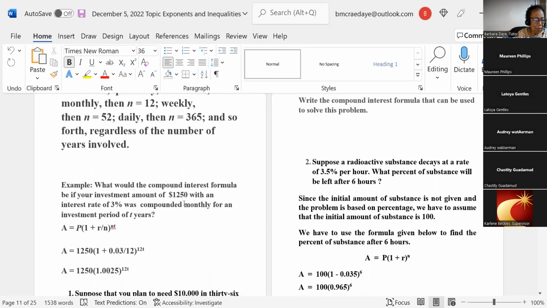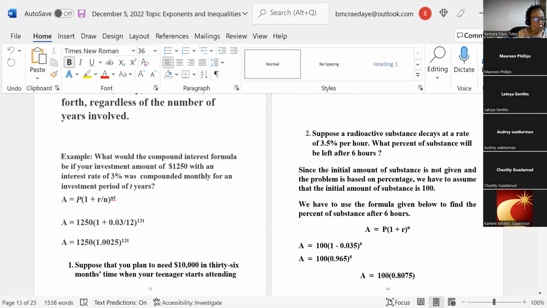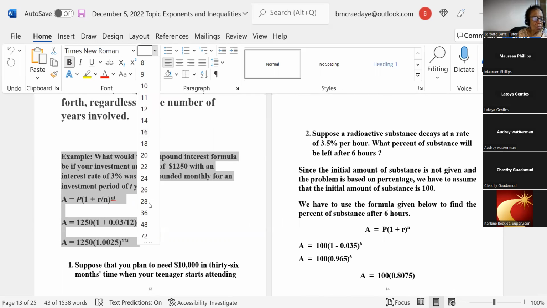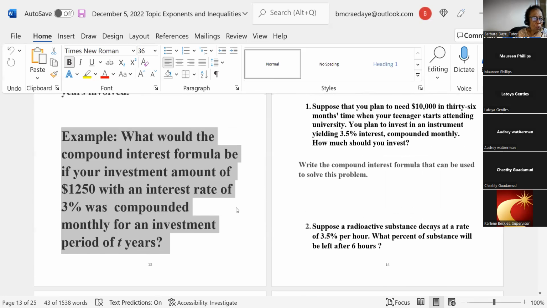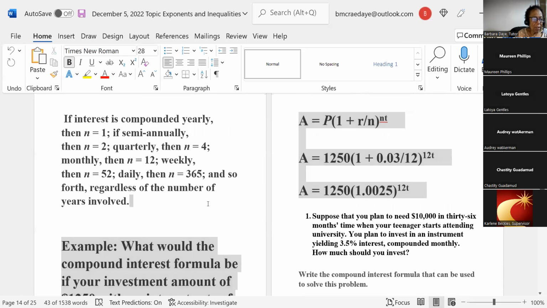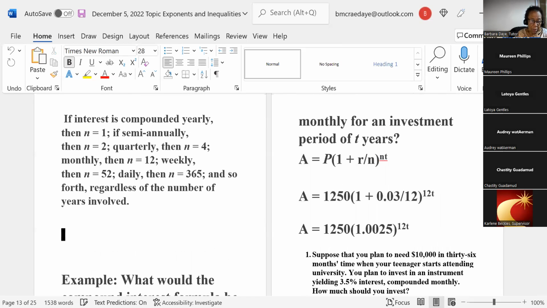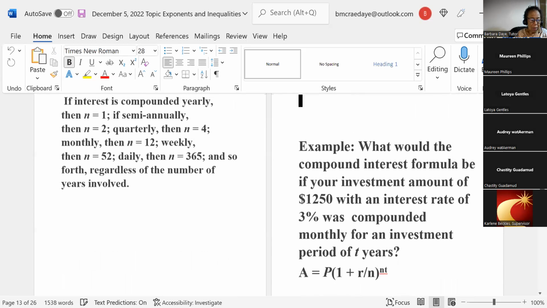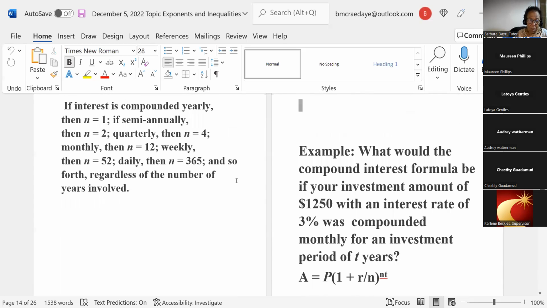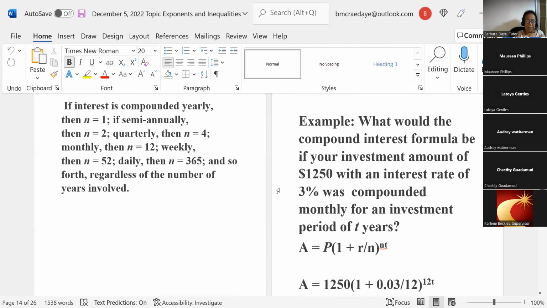Now, here's an example of applying this. And most of these will really be set up kind of problems. I want you to recognize the correct setup. Now, what would be the compound interest? And let me put this all on one page. Okay. What would the compound interest be?